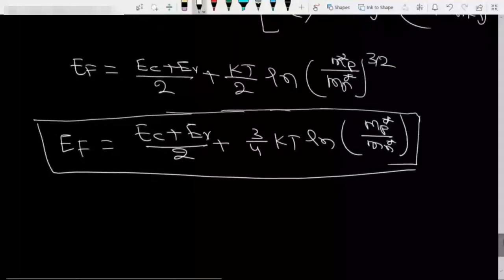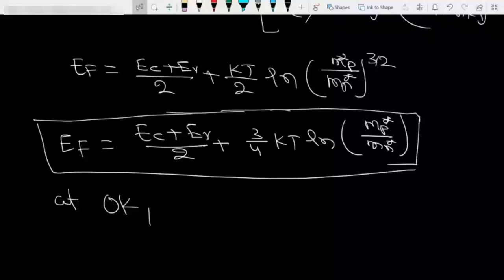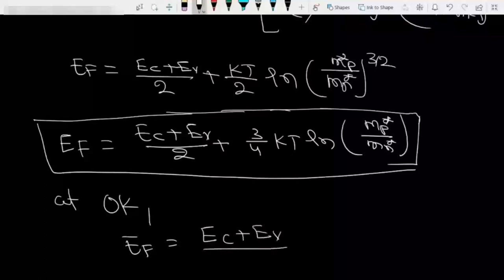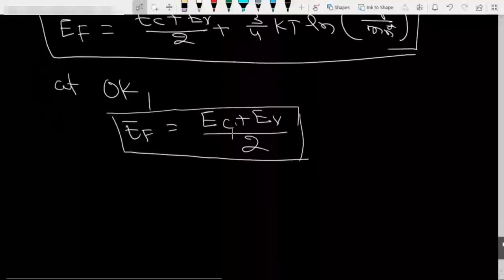As we can see from here, at 0 Kelvin temperature, that is T equal to 0, this term will be 0. So EF will be (EC plus EV) by 2. So this is the Fermi level at 0 Kelvin temperature, and we can see here that the Fermi level is between the valence band and conduction band.